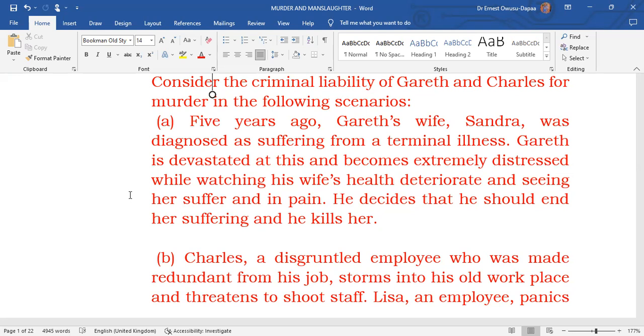Well, my lord, I think the facts are lacking other things to support murder, because we have only heard that he decides that he should end her suffering, and he kills her. So it means that if he kills her, no matter whatever was used to kill her, the fact that he killed her for the purpose that she was suffering, I think from there we can see that he actually intended to kill her and to end her suffering, but that was the motive.